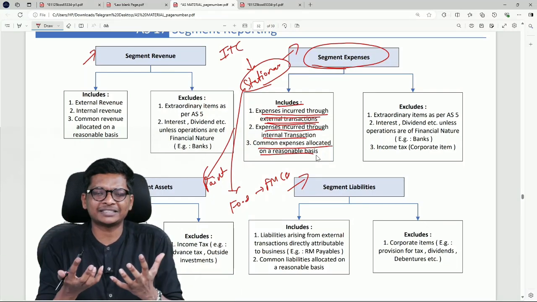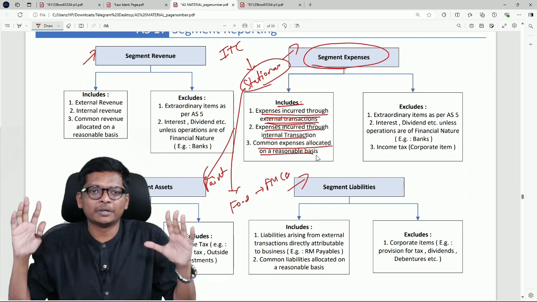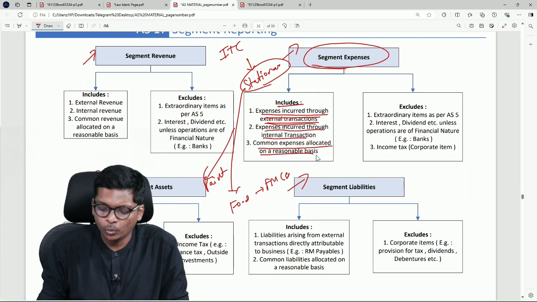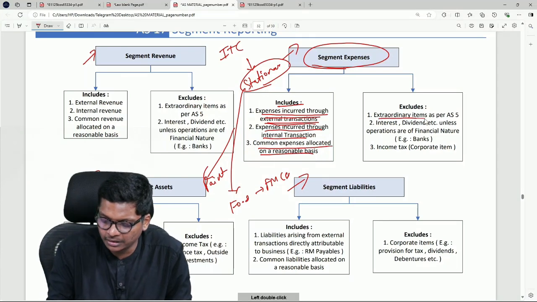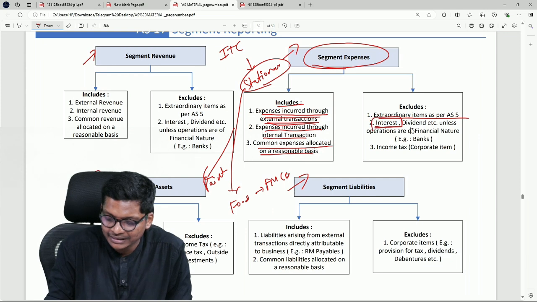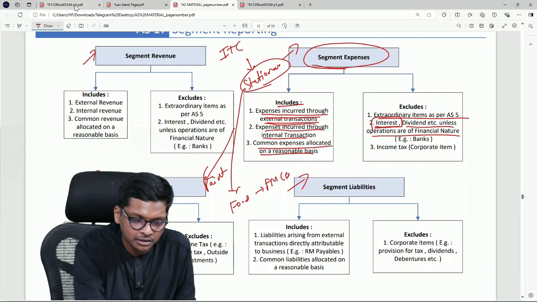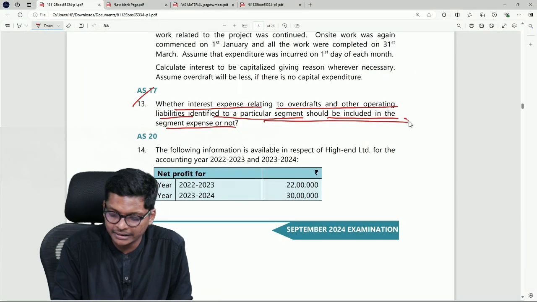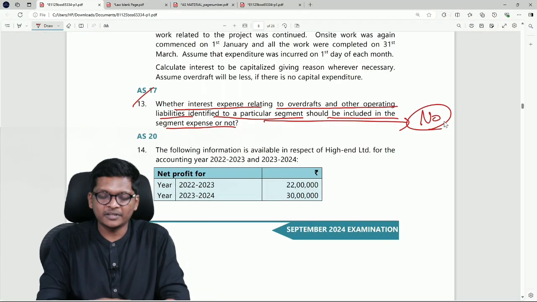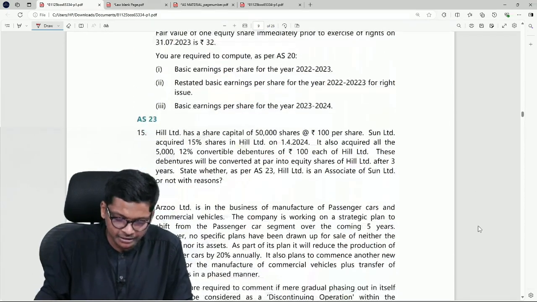Same ITC office, a director of the company is sitting, I will allocate on a reasonable basis based on his time worked. What is excluded? Extraordinary item as per AS 5 is excluded. Interest is excluded unless it is of an operating nature for a bank. Therefore, in this question, the answer is no. We will not include it. We will not be including it, guys.